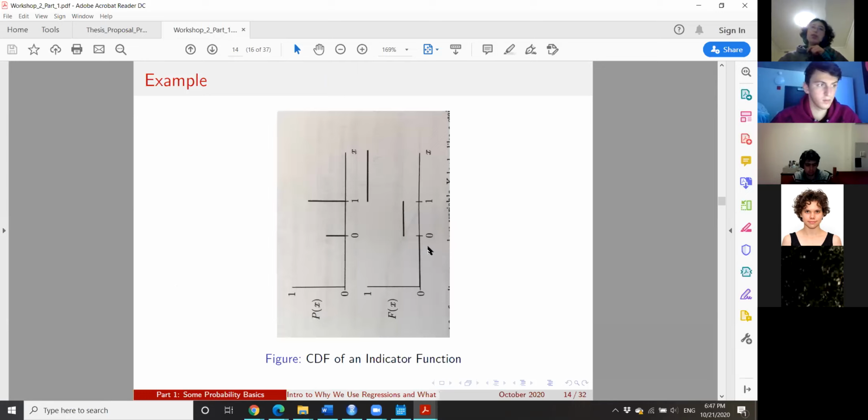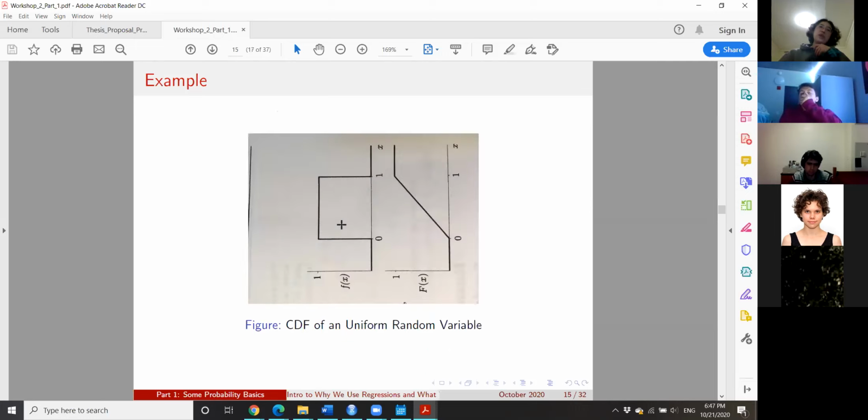So here's a couple examples. Oh no, that got rotated. Okay. This is, for example, the CDF of an indicator function, right? If you tilt, you can see that the probability that x is less than 0 is 0, and the probability that x is less than 1 is equivalent to the probability that it's 0, because the variable can only be 0 or 1. And then the probability that x is less than or equal to something greater than 1 is 1, because it is either 1 or 0.